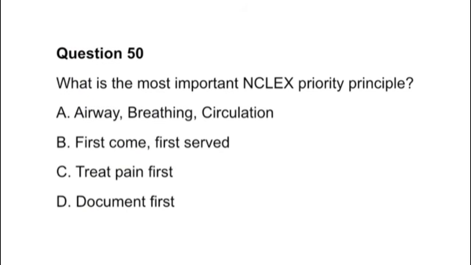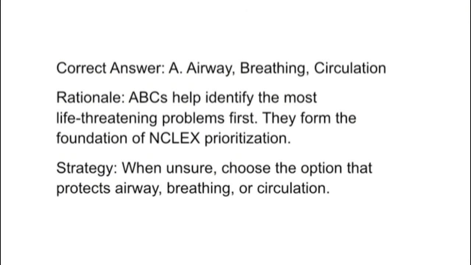Question 50. What is the most important NCLEX priority principle? A. Airway, breathing, circulation. B. First come, first served. C. Treat pain first. D. Document first. Correct answer, A. Airway, breathing, circulation. Rationale: ABCs help identify the most life-threatening problems first. They form the foundation of NCLEX prioritization. Strategy: when unsure, choose the option that protects airway, breathing, or circulation.